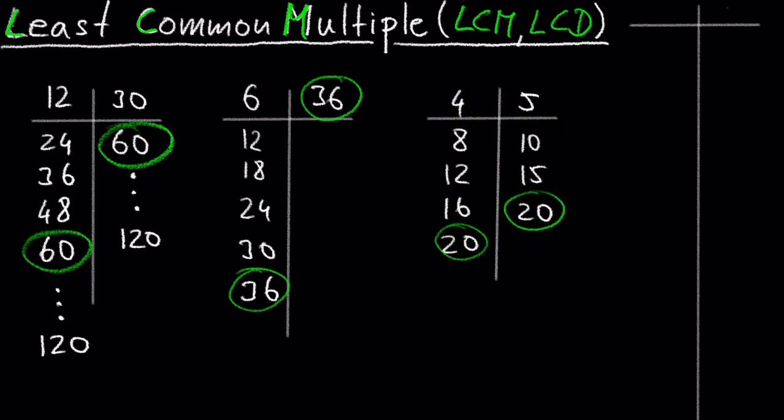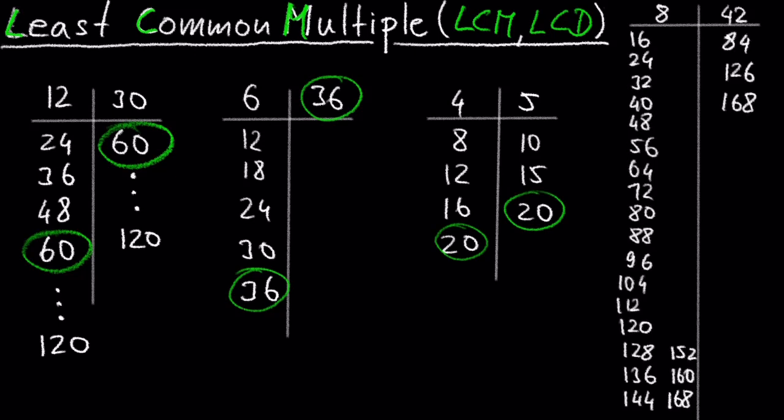I want you to try an example on your own and look at the numbers 8 and 42. Feel free to pause the video, grab some paper and pen, and find the least common multiple of these two numbers. I chose this example to show you that it's not always the best to use a list. I'll show you in my next video how to solve this problem by using prime factorization.